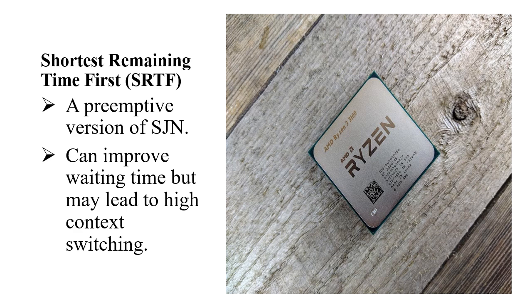Next, shortest remaining time first. Shortest remaining time first is a preemptive version of shortest job next. The process with the shortest remaining execution time is always executed first. If a new process arrives with a shorter burst time than the current running process, the CPU switches immediately to the shortest burst time process. The advantage of shortest remaining time first is it reduces waiting time and improves responsiveness.